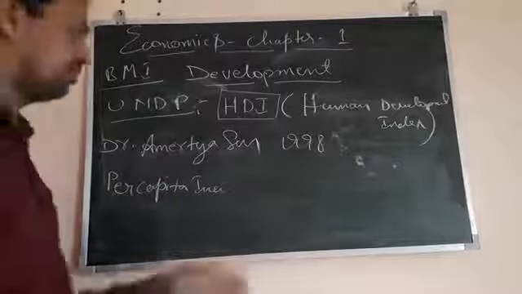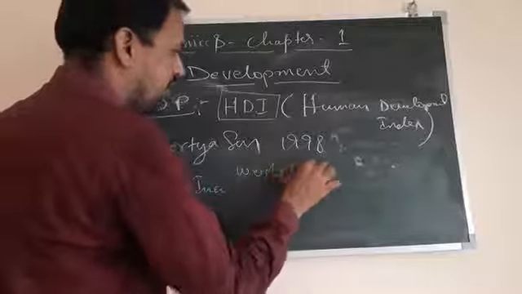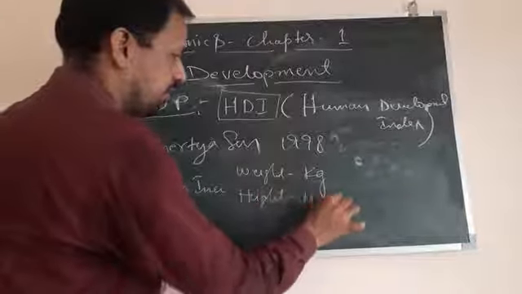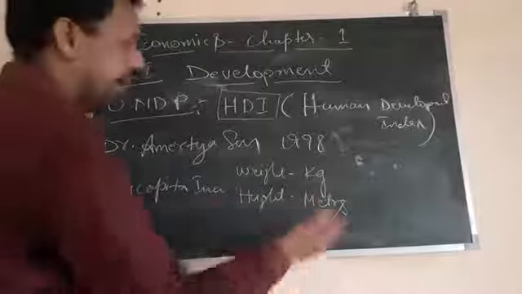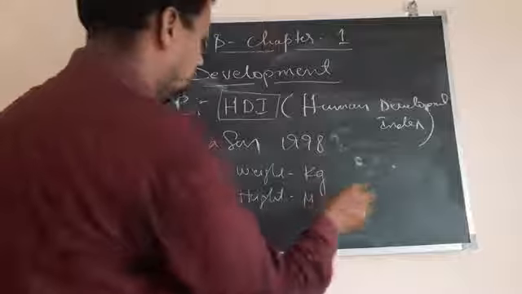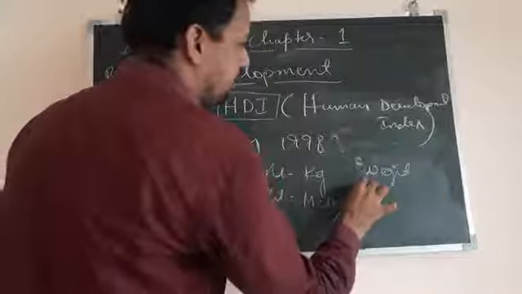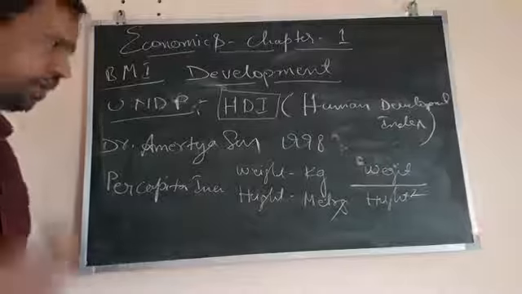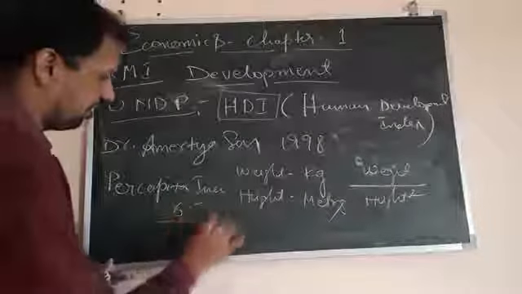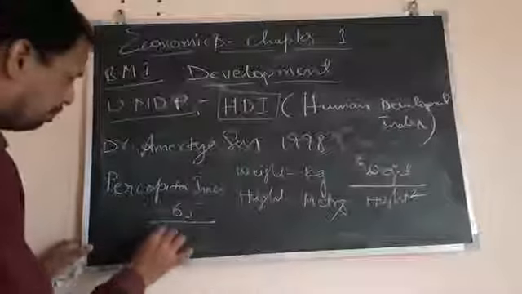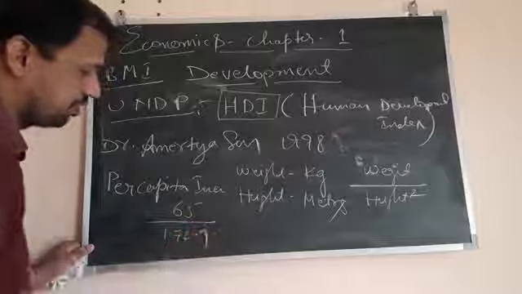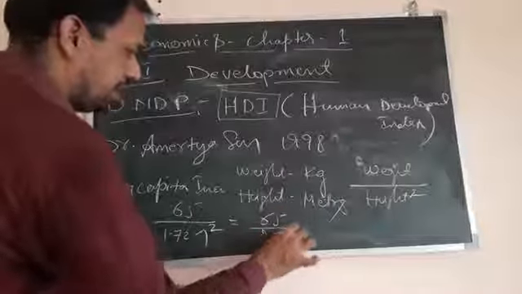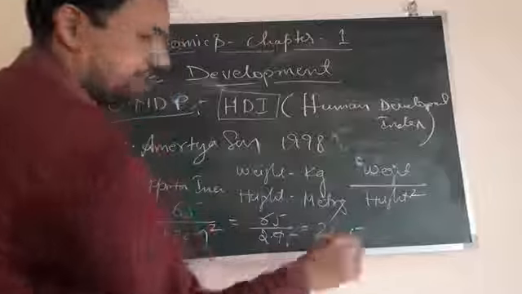Take the weight of the person in kg, and height in meters. Now, divide the weight by height, that is meters square. For example, my weight is 65 kg. My height is 1.72 meters. I take the square of this, which gives 65 by 2.95. It comes around 22.5 something.